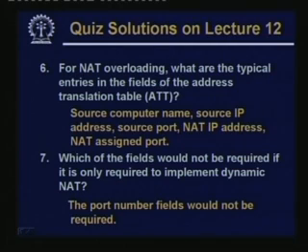For NAT overloading, what are the typical entries in the fields of ATT? Source computer name, of course, this is an optional field I told you. Source IP address, source port, NAT IP address, NAT assigned port. The last four are the required fields. Which of the fields here would not be required if it is only required to implement dynamic NAT? Well, the port numbers would not be required, only the IP addresses would be required.